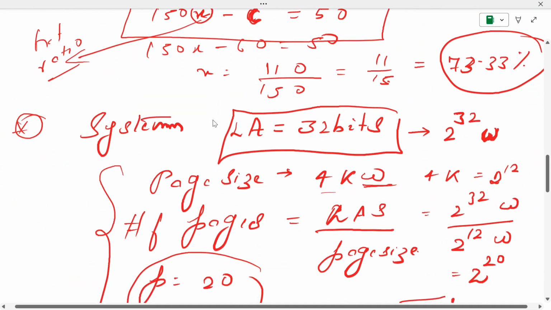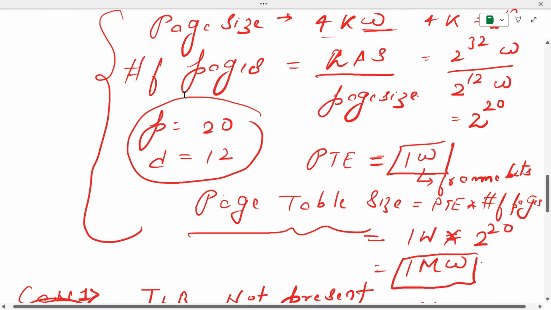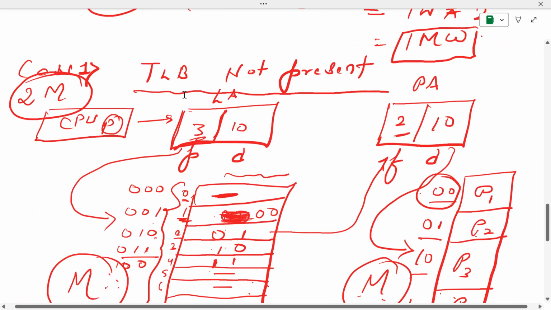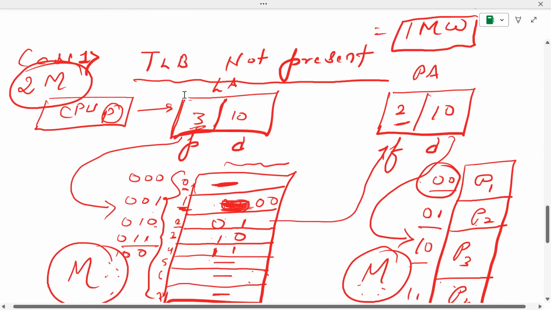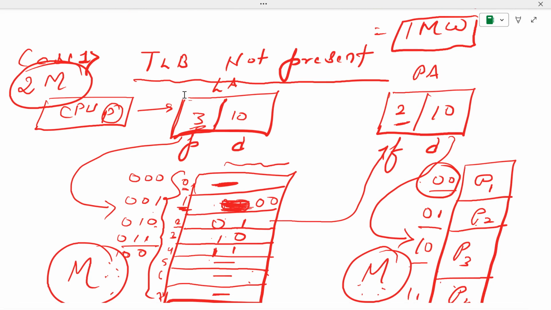So we have dealt with very different types of questions and also the performance of paging. Next we are going to look in detail at two types of paging, that is multi-level paging and also inverted paging, which is also a very important part. So we'll go into detail on that.